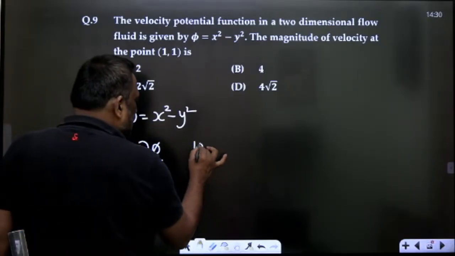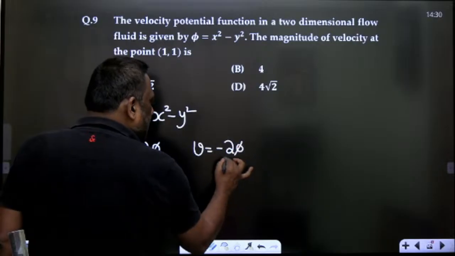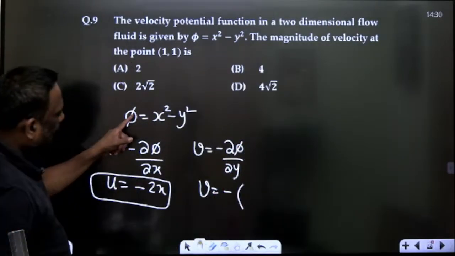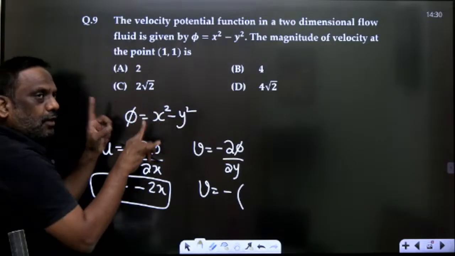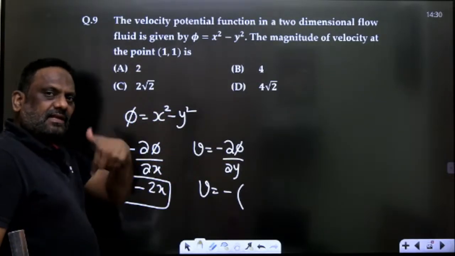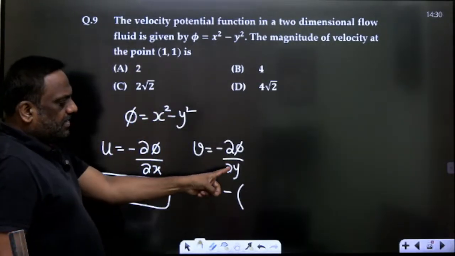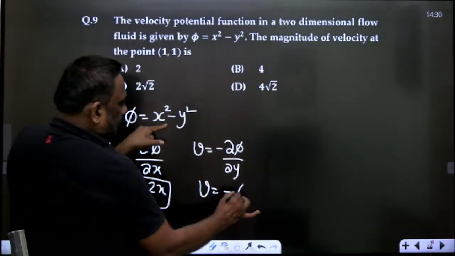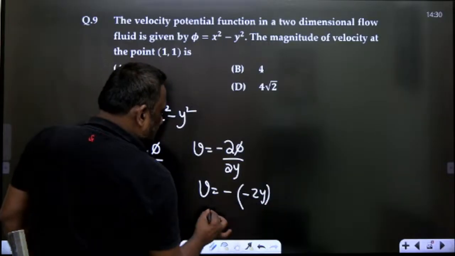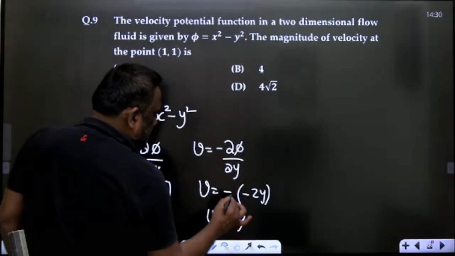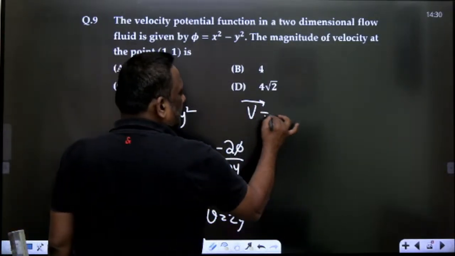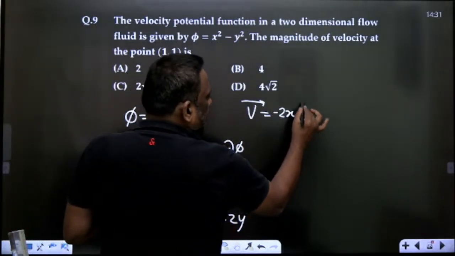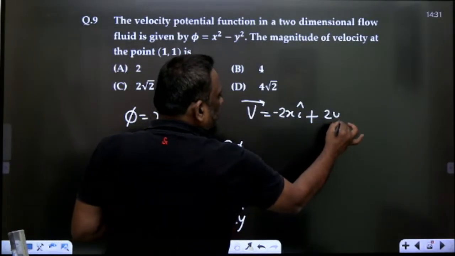And v is equal to minus dou phi by dou y. What is dou phi by dou y? When you are differentiating partially, you treat the other variable as constant. You are differentiating with y, so x should be treated as constant. Dou phi by dou y is equal to minus 2y. So this can be written as minus of minus, plus. So the velocity vector is minus 2x i cap plus 2y j cap.